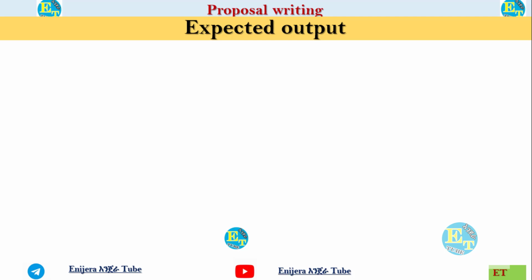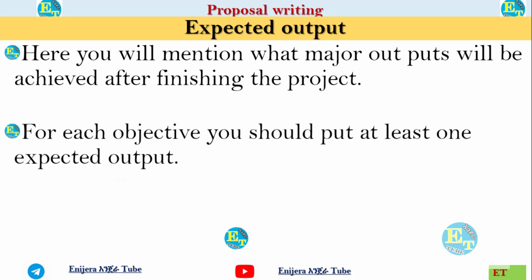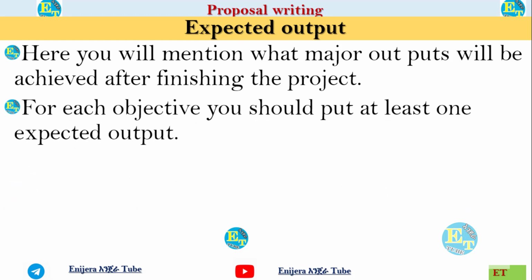Then the other part is expected output. Here you will mention what major outputs will be achieved after finishing the project. For each objective, you should put at least one expected outcome. The others may come after you finish your project.